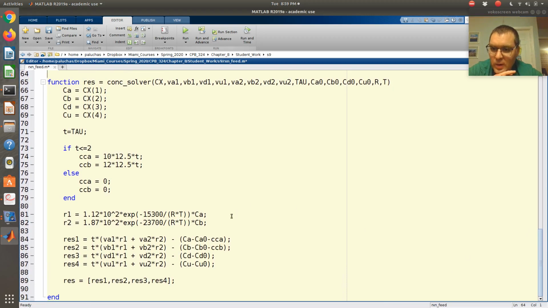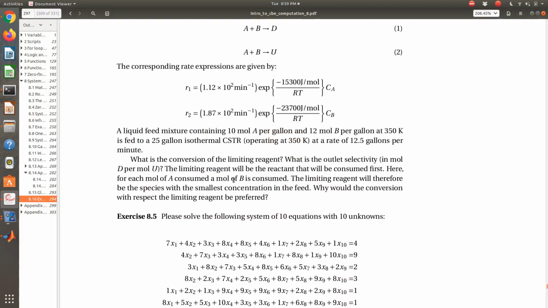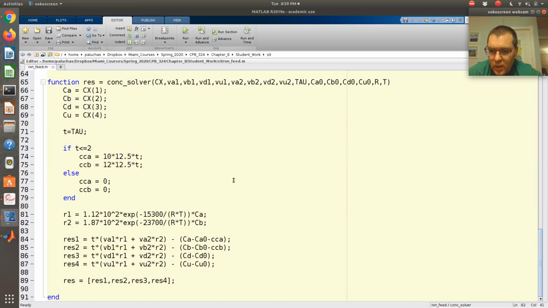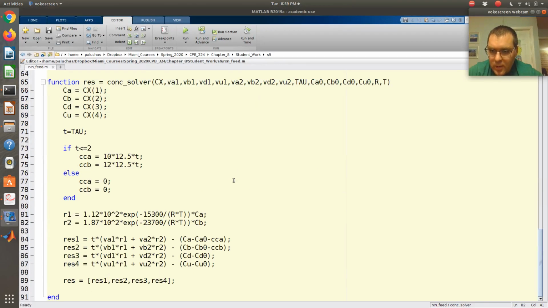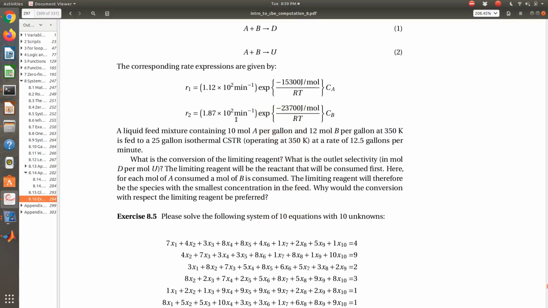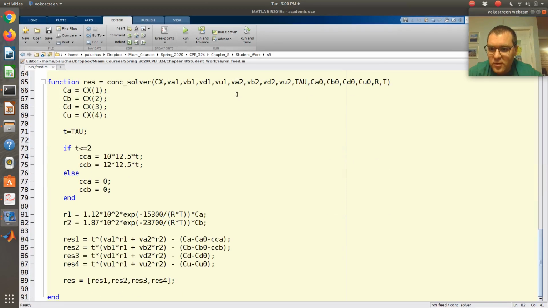So we have our rate expressions. Okay. So R1 and R2. Okay, divided by RT. I noticed R was in SI units above, and that's fine, because here our activation energy is in SI units, joules per mole. Our pre-exponential term is in units of inverse seconds, so our unit of time will be minutes in this case.